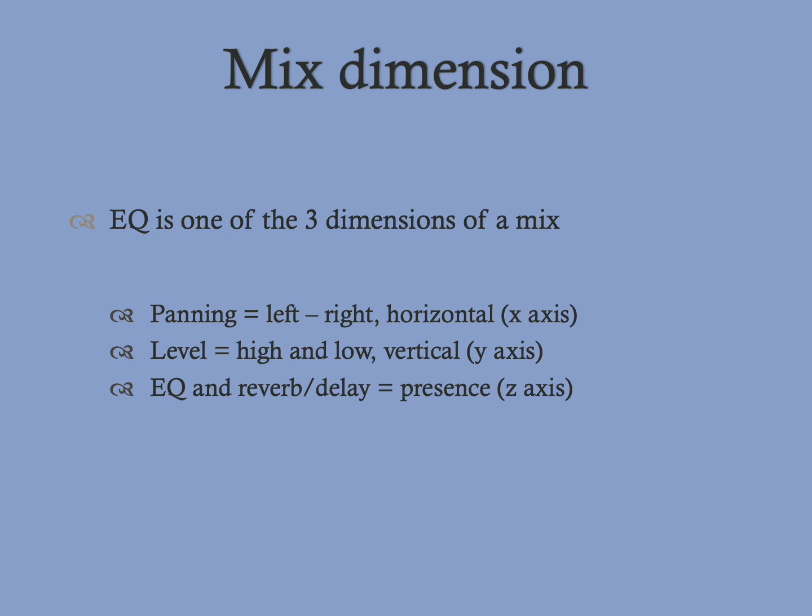So as we mentioned in the first week, EQ is one of the three dimensions of when we consider what a mix is. So the left and the right being the x-axis, using the panning in a stereo situation to kind of shift an image around from left to right, or on the horizontal x-axis. Level being sort of vertical adjustment of what is high, what is low in the mix.